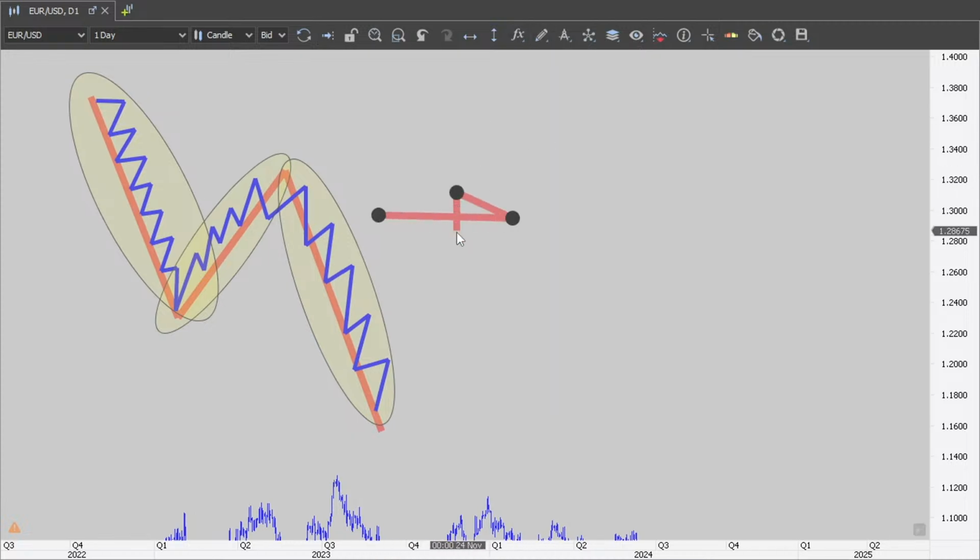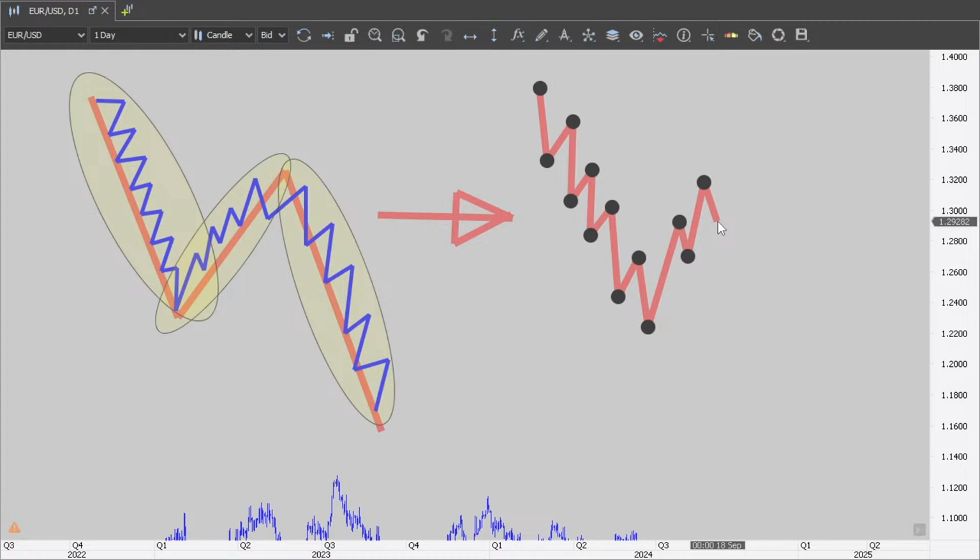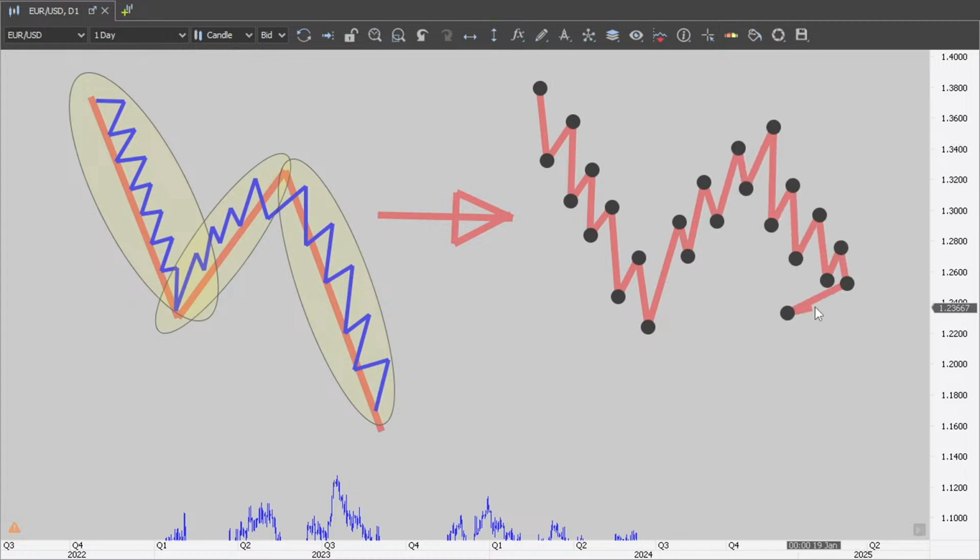Sometimes it gets confusing because I need to understand that if this is the downtrend, and if this is the uptrend, and if this is the downtrend, give me a second.